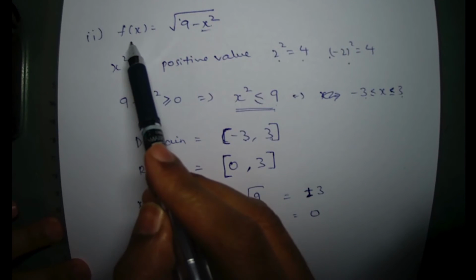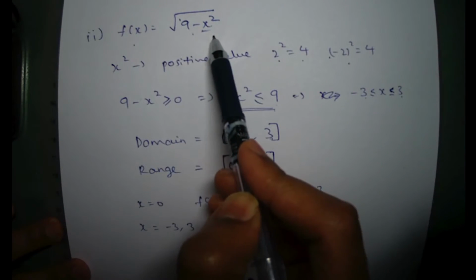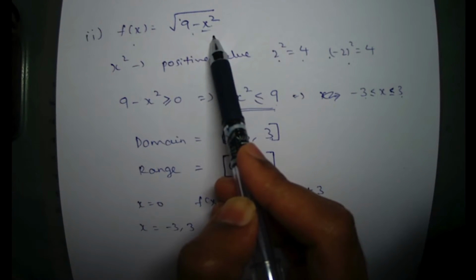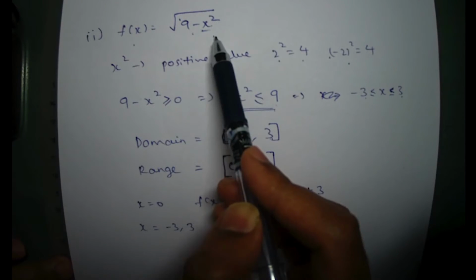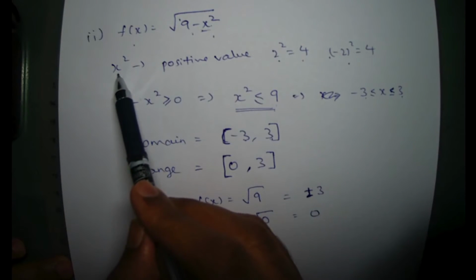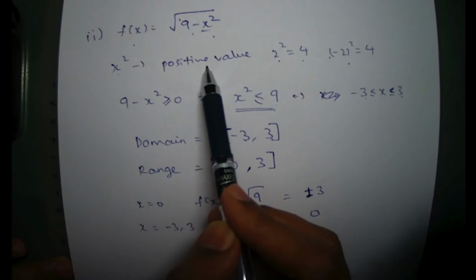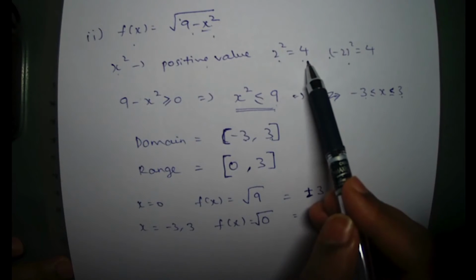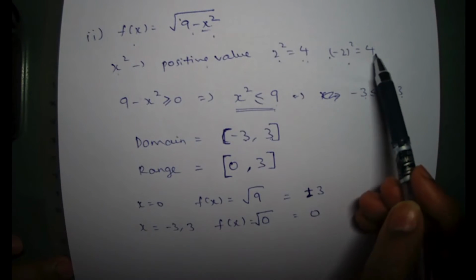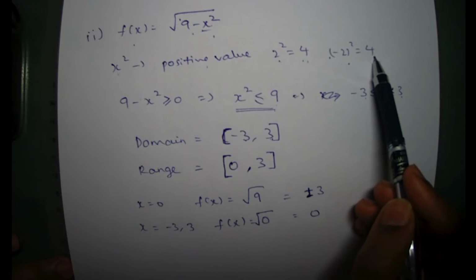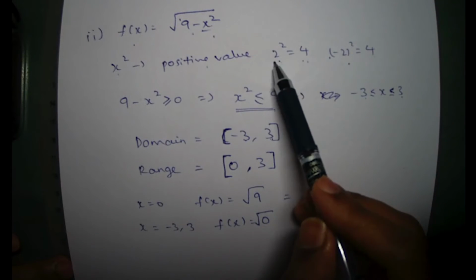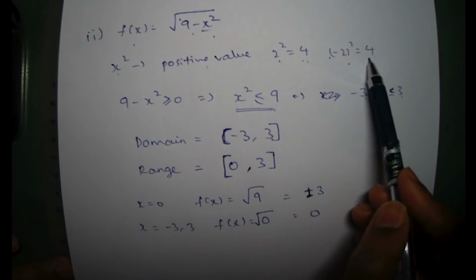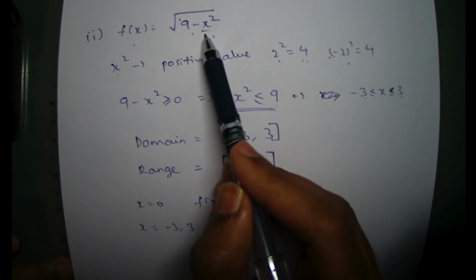So the next question we have is f of x is equal to square root of 9 minus x square. So we have to find the domain and range of this function. We know that x square, which is a square function, will always give a positive value. So we'll take an example here. 2 square is equal to 4, minus 2 square is also equal to 4. So whenever we square any number, positive or negative, we'll get the answer as positive itself. So we know that x square is positive.